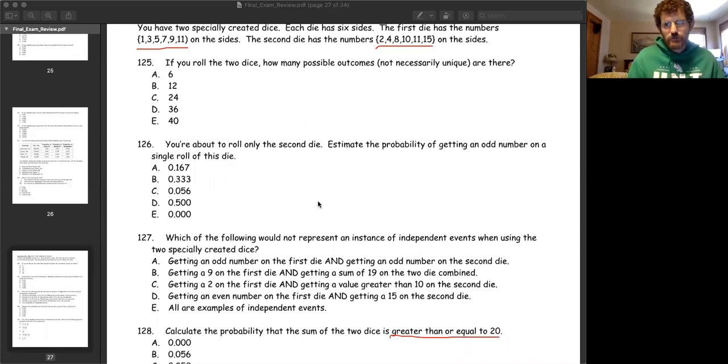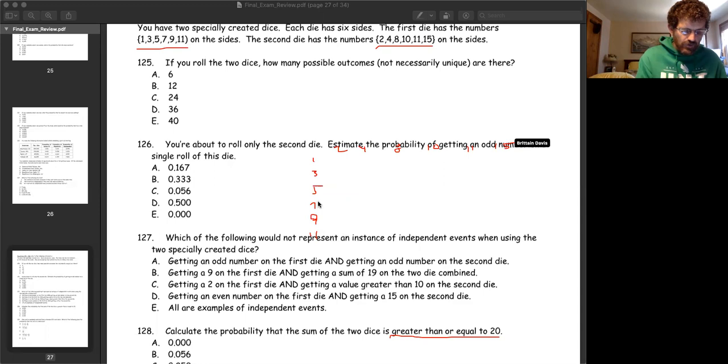Now, we don't have a straight up formula to do this. What we need to do is we need to create the entire sample space. And we can do that when we roll both these dice. We could get one of 6 outcomes for the first die: 1, 3, 5, 7, 9, or 11. Okay, we could get any of 6 outcomes here: 2, 4, 8, 10, 11, or 15.